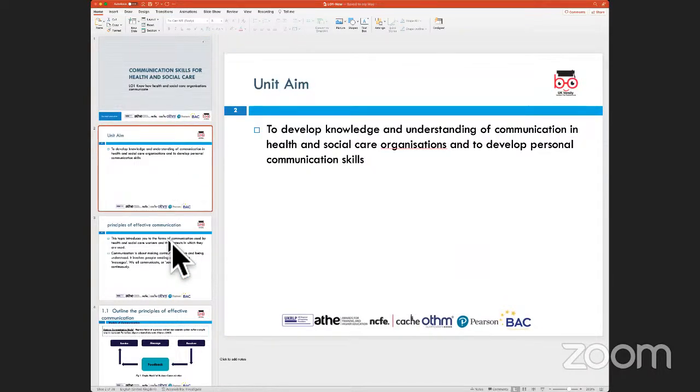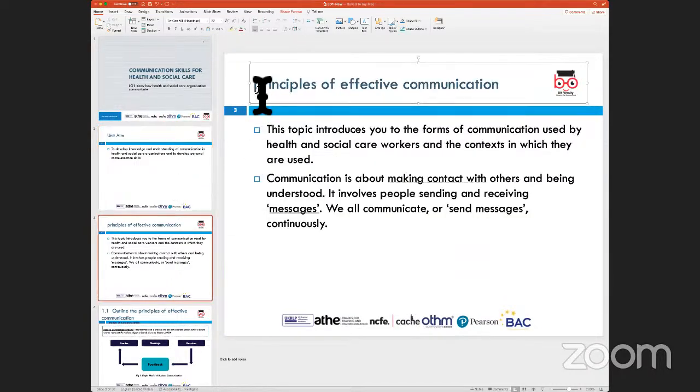Now, before I get into this, what I would want to do is basically look at understanding why is this important within the health and social care sector. So when we look at some of the basic bits of principles of effective communication, this part of the learning outcome, or essentially part of this unit, is focused on understanding it from a context of health and social care.